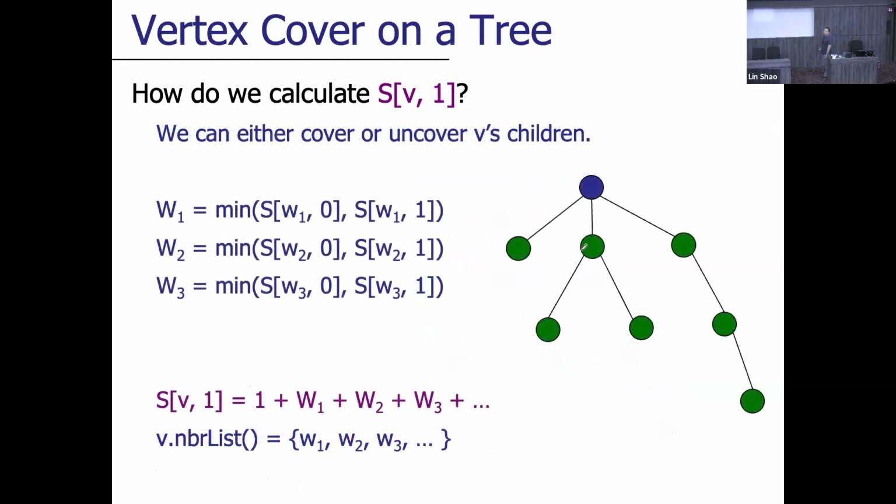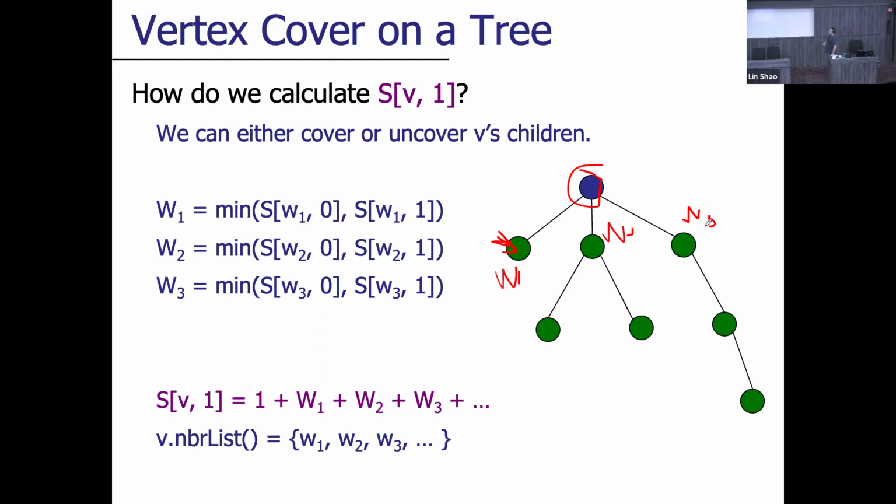Now let's consider S V 1. S V 1 means this node itself is already covered. Then we do not really have any restriction on whether we should color the children blue or not. We can either cover or not cover each child, which leaves us two choices. Let's call the children W1, W2 and W3. We can put each either in S W 0 or in S W 1, and we just take the minimum value of the two.